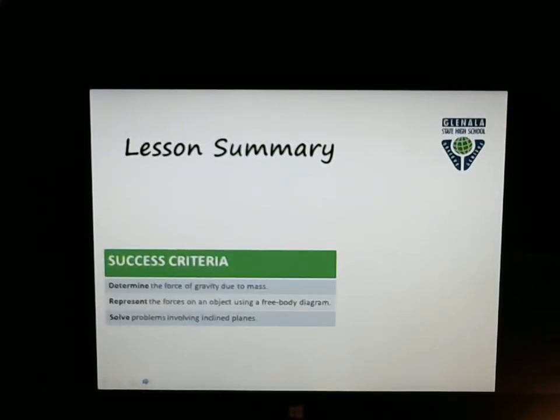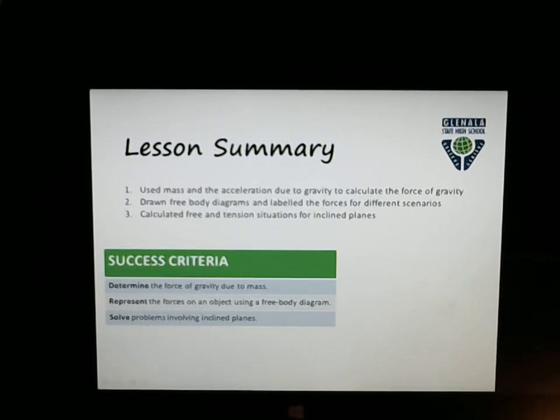So in this video we've learnt the following. We have used mass and acceleration due to gravity to calculate the force of gravity. We've drawn some free body diagrams and labelled forces, and we've calculated using a free situation and a tension situation for inclined planes. So the free was example A and B, and the tension was example C and D.